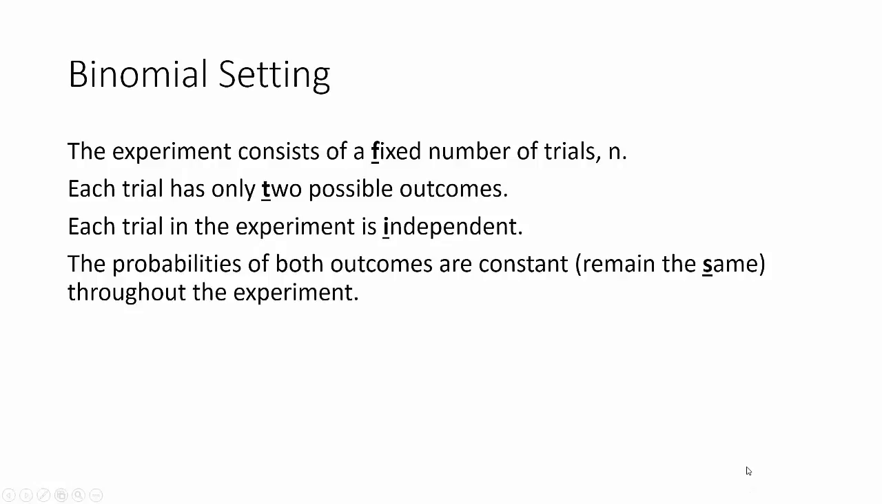This is a lot of information to remember, and you're going to have to justify that this setting has been met on an AP exam. So one of the easiest ways for us to remember this is to use an acronym, FITS. The F represents the fixed number of trials, I represents independence, T represents 2 possible outcomes, and the S is that the probabilities remain the same throughout the experiment. So anytime you encounter a situation where you feel inclined to use the binomial probability, you're going to need to make sure that you show that these conditions have been met.